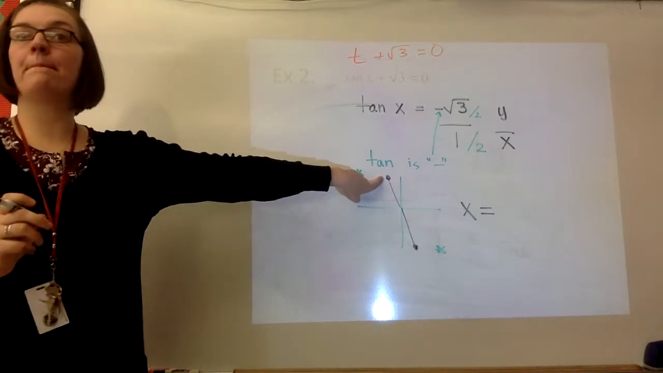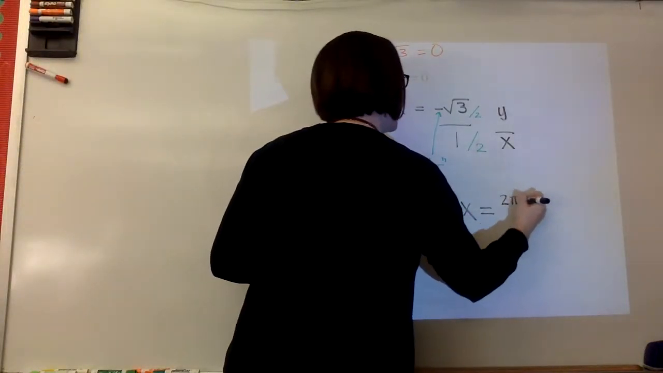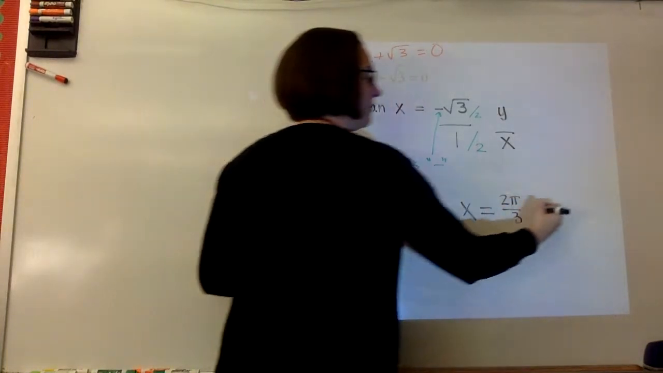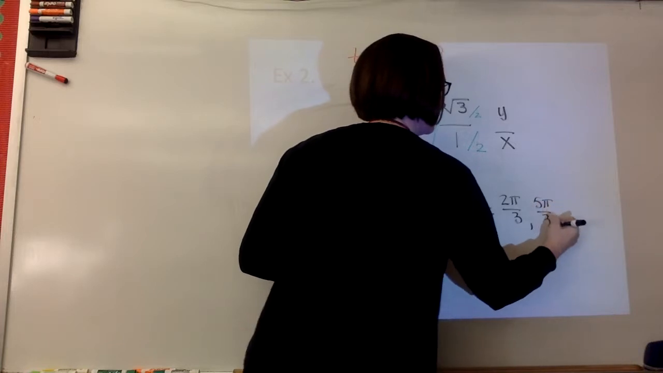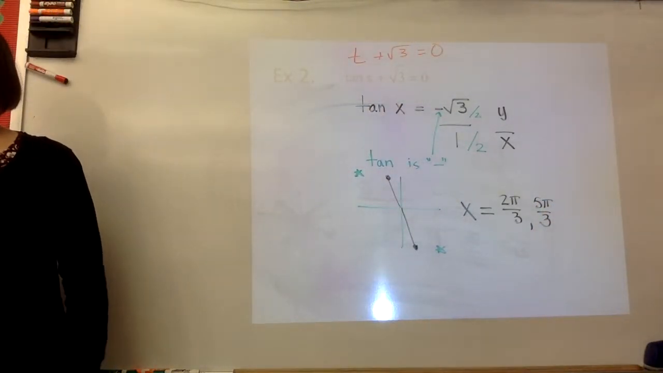What's the tall one up top? 2 pi over 3. And down in the bottom, 5 pi over 3. Mind blown yet? Or are we feeling good?